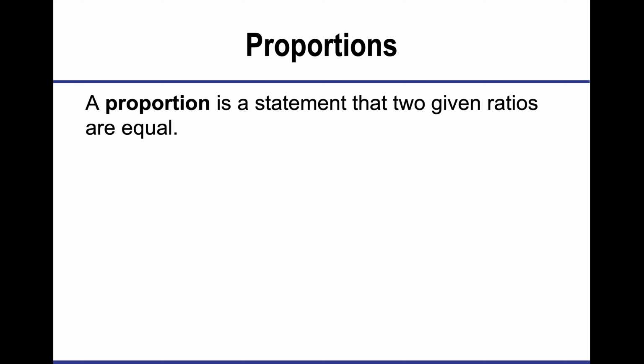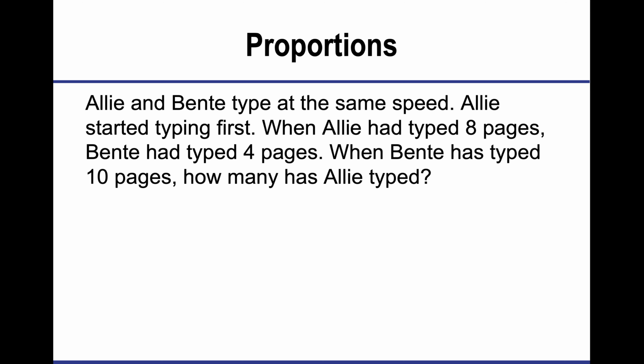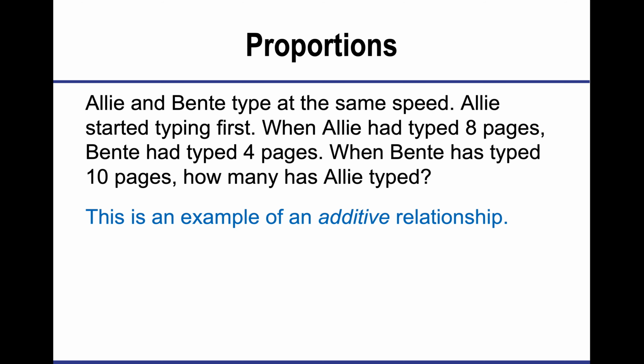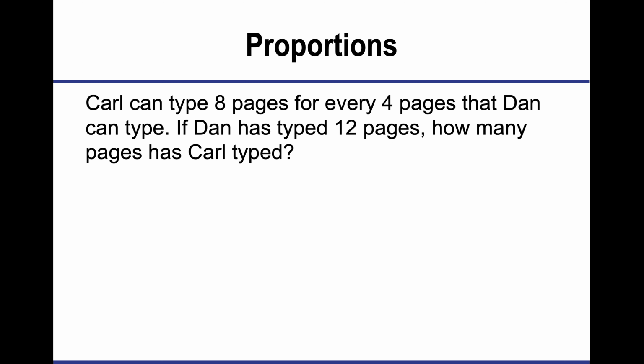A proportion, then, is defined as a statement that gives two ratios that are equal. So I have one fraction equals another fraction, and that's true only if when I cross multiply, I get an equal statement. So here I have two people going at the same speed. When I start comparing their speeds, I have an additive relationship. So we should realize that the two people type at the same speed, but someone has typed an additional 6 pages, which means if they're the same speed, they should also have done 6 additional pages.